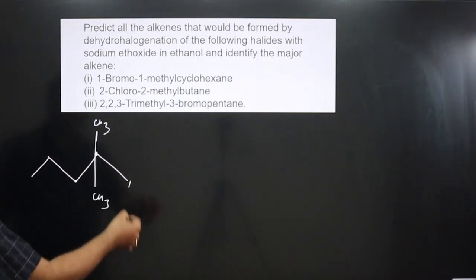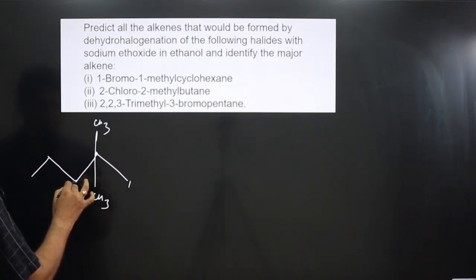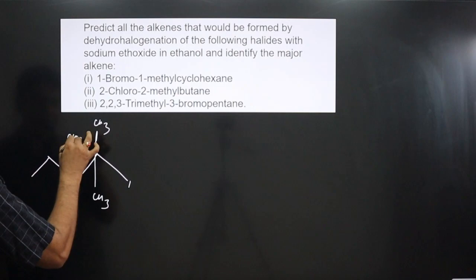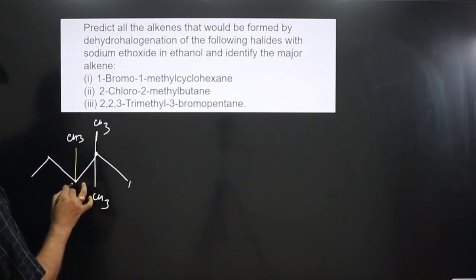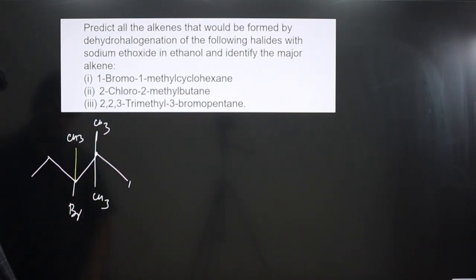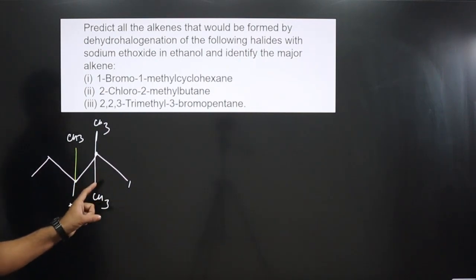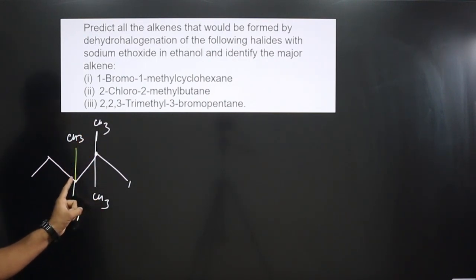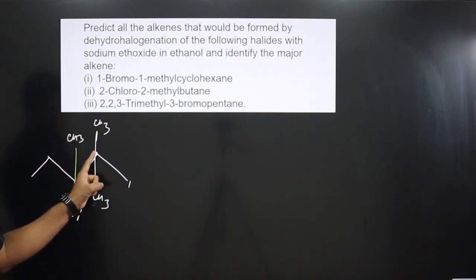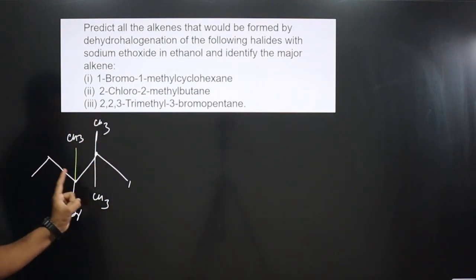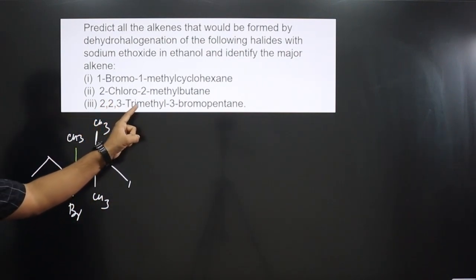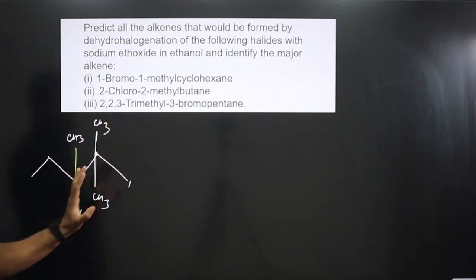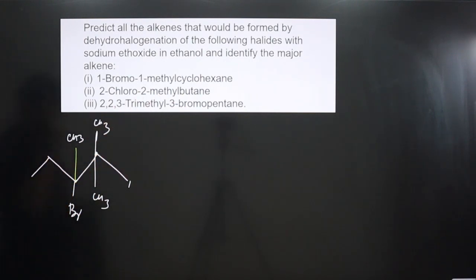Then it says 3 methyl. This is 3 methyl, the third carbon. And 3 bromo also. You can see Br is attached to the third carbon. So this is the substance we have as a reactant. You can see 2,2 dimethyl, or 3 methyl is also there. The 2,2,3 trimethyl 3 bromo, and we got pentane. 3 bromopentane.